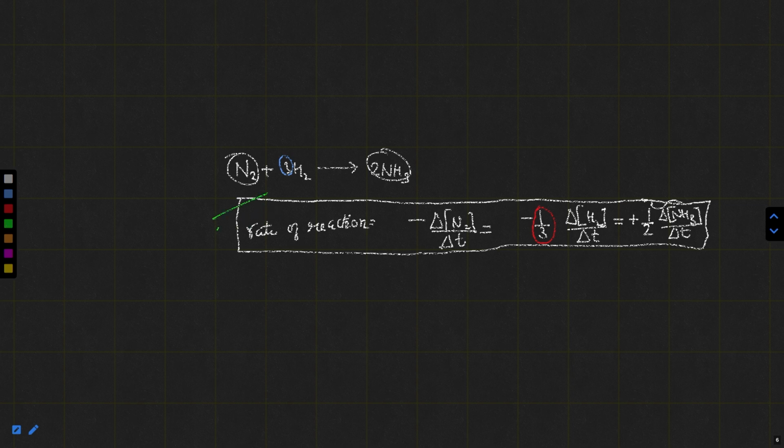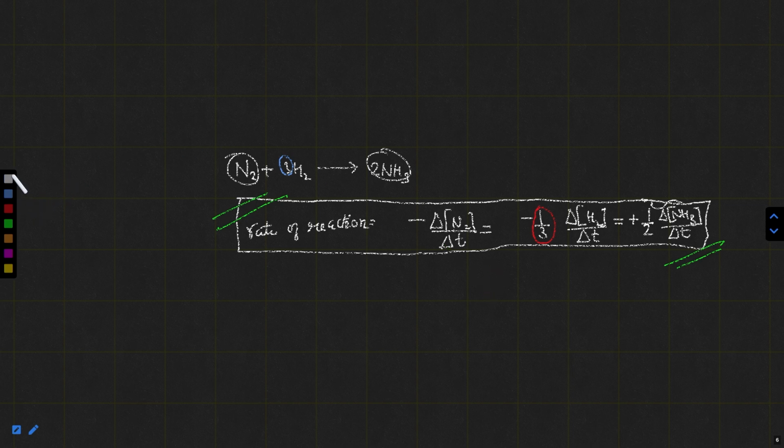Is this clear? So this thing should be remembered: if we have a stoichiometric coefficient that is not equal to 1, and we are writing the rate of reaction, then we will multiply the rate of appearance or disappearance by the reciprocal of the stoichiometric coefficient.